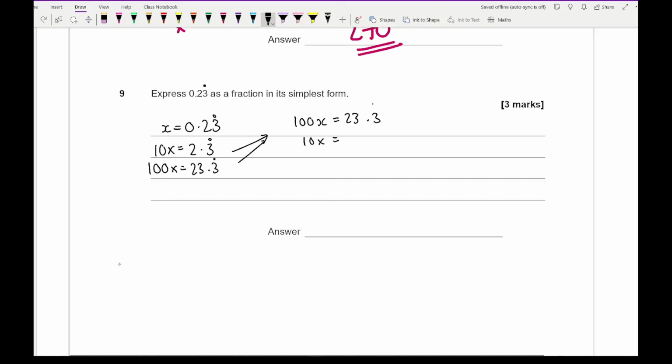If I take away the two, I end up with 90x equals 21. So x equals 21 over 90. And that then simplifies to give me 7 over 30, and there is my final answer. And that concludes the end of this topic test.